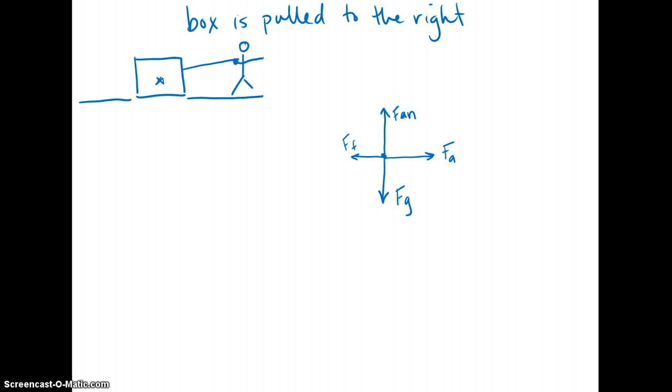Okay? So this is how they all combine together. You notice that my friction arrow, vector I should say, is a little bit shorter than all the others. And because of this, we call this an unbalanced force.